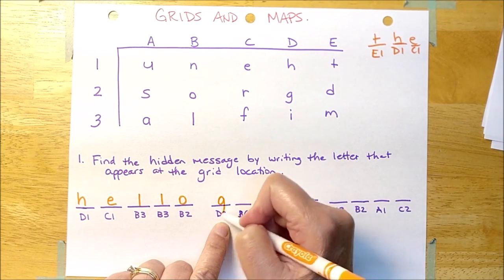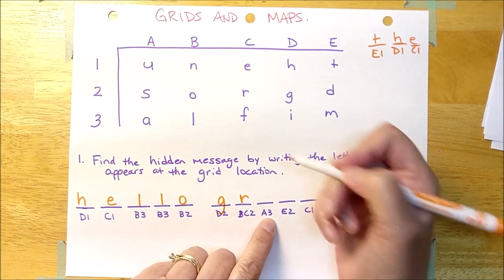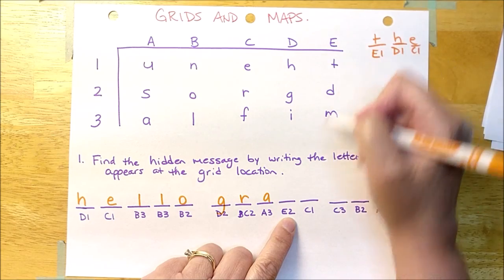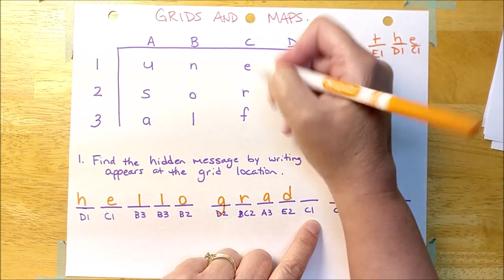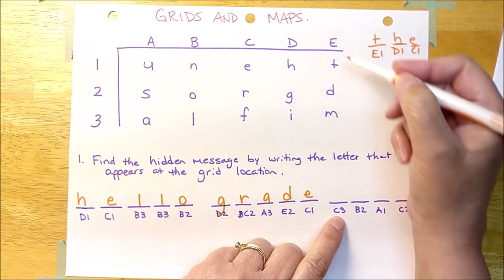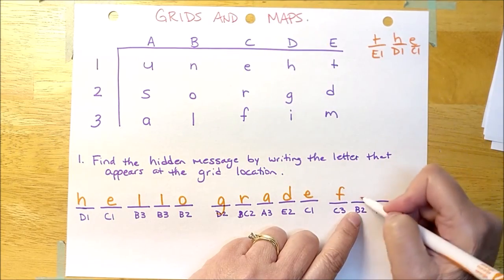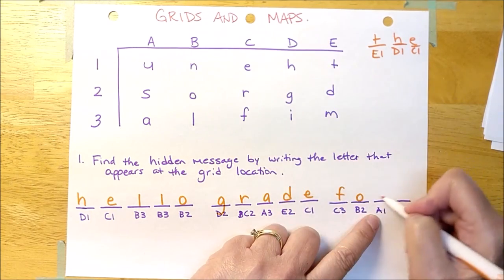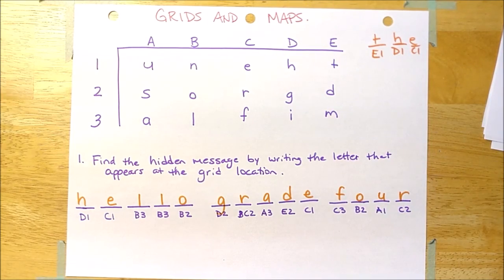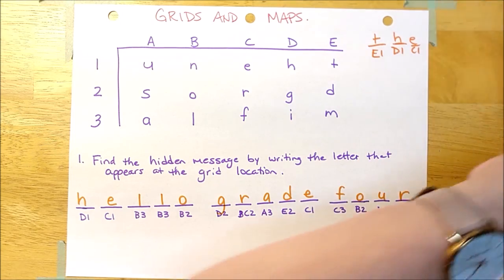D2 is G, C2 is R, A3 is A, E2 is D, C1 is E. Hello, grade. Oh, I bet you I can guess what this last word is. C3 is an F, B2 is an O, A1 is a U, and C2 is an R. Hello, grade 4. And I wrote that in secret code using a grid.